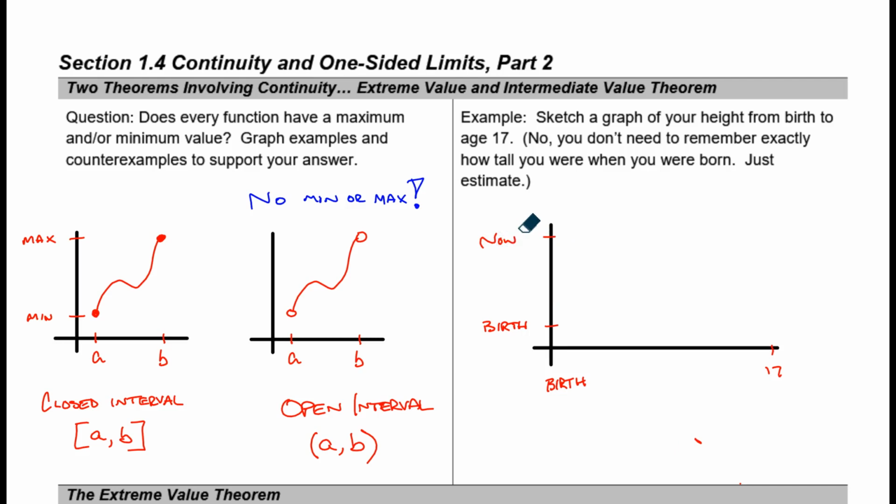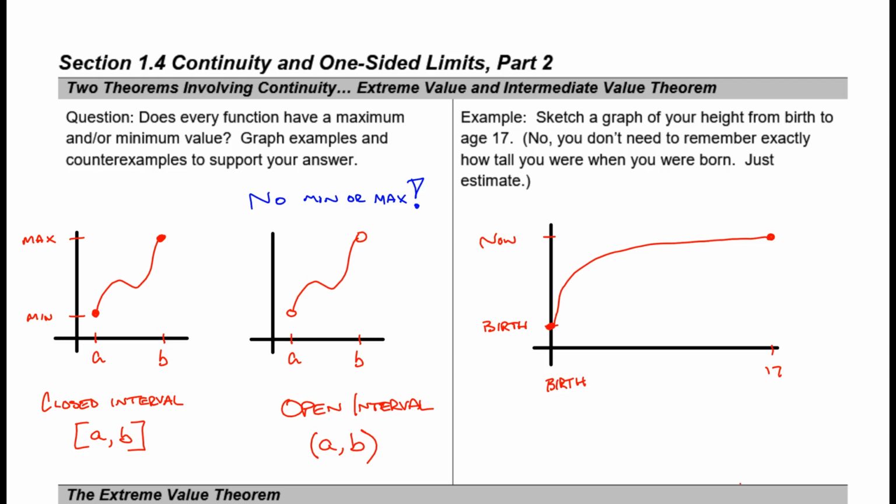And the graph probably looks something like this. Your birth height was here and you grew really fast, and then things started to taper out as you got older. And if you're 17 years old, most of you are as tall as you're going to get. Sorry if you're not where you want to be.